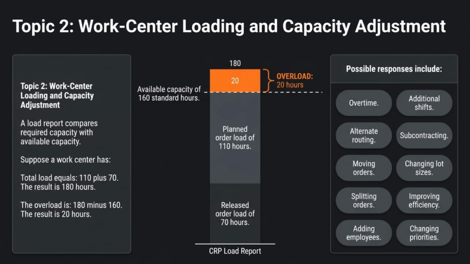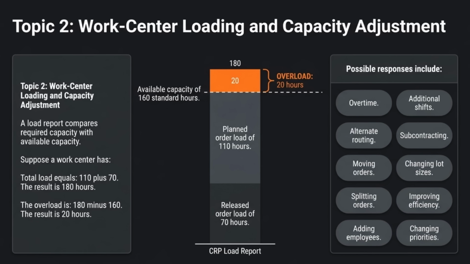Topic 2. Work center loading and capacity adjustment. A load report compares required capacity with available capacity. Suppose a work center has available capacity of 160 standard hours, planned order load of 110 hours, and released order load of 70 hours. Total load equals 110 plus 70. The result is 180 hours. The overload is 180 minus 160. The result is 20 hours.